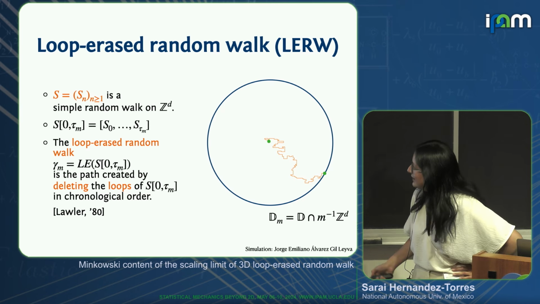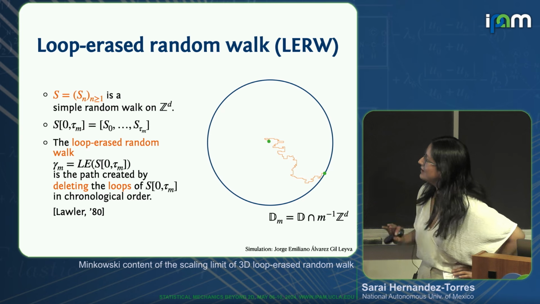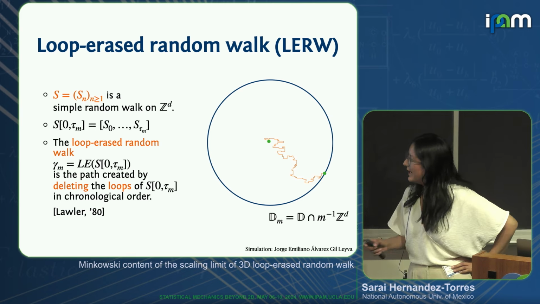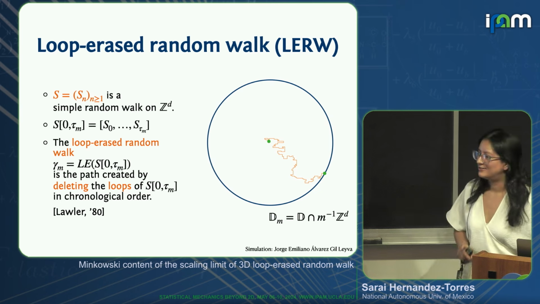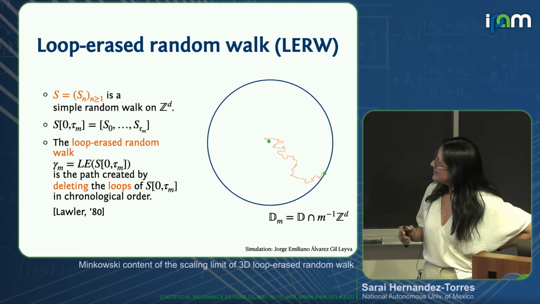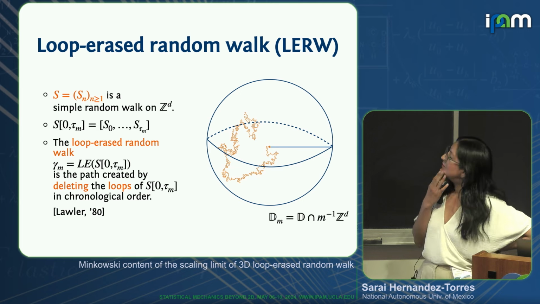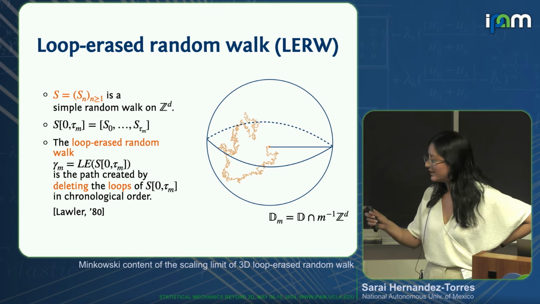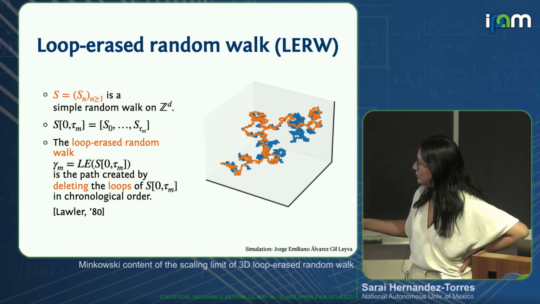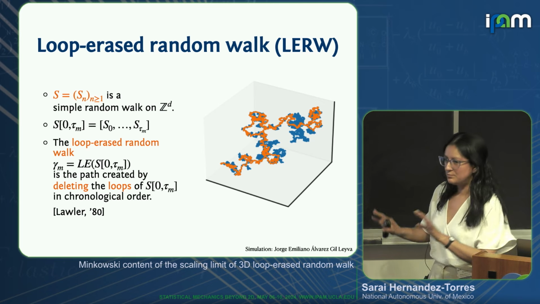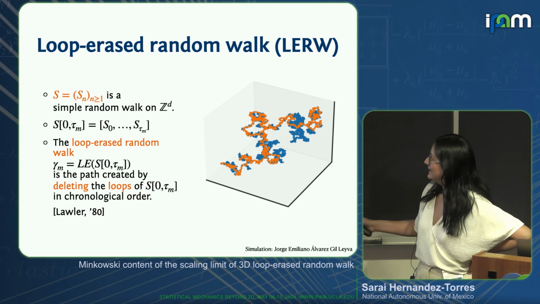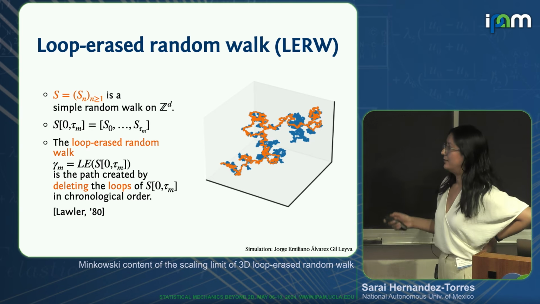In 2 dimensions, an actual simulation will look like this. These simulations were made by one of my undergraduate students, Jorge Emiliano Alvarez Gil Leiva. We have very long names in Mexico. This would be in 2 dimensions. And I actually did this one a long time ago, and this would be one loop erased random walk in 3 dimensions. In 3 dimensions, we can think that if we have all the blue and the orange path, this would be the simple random walk, and we are just keeping the orange path. Everything that is in blue are the loops that we would have erased.